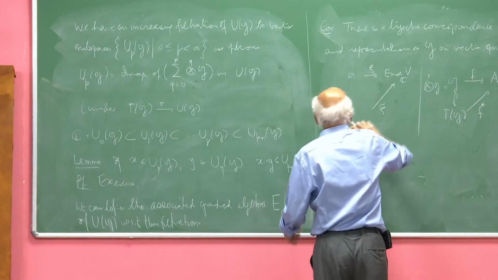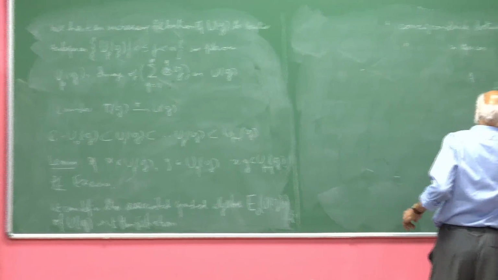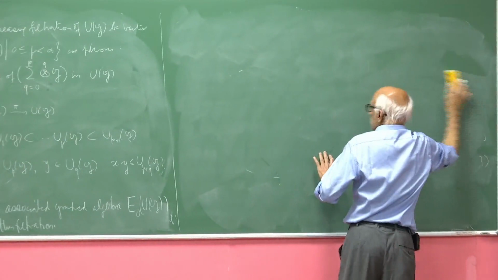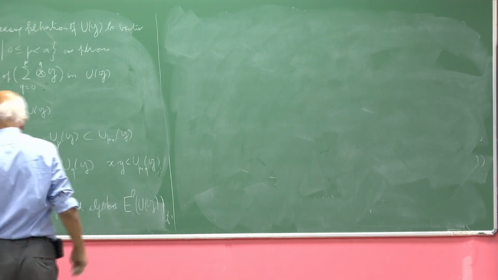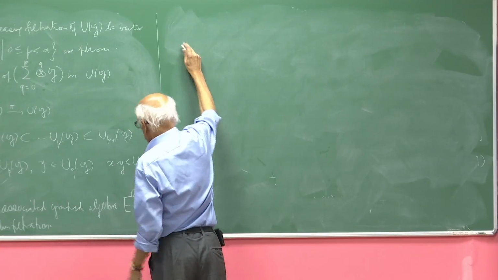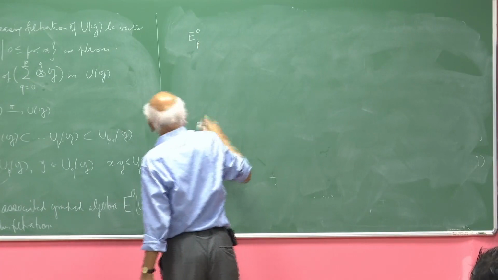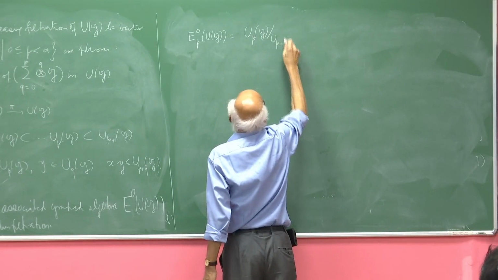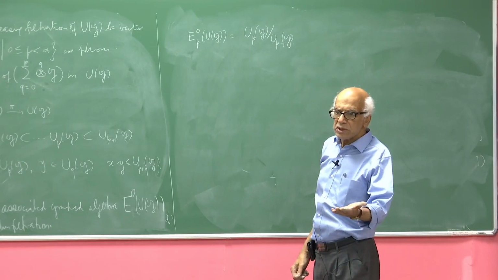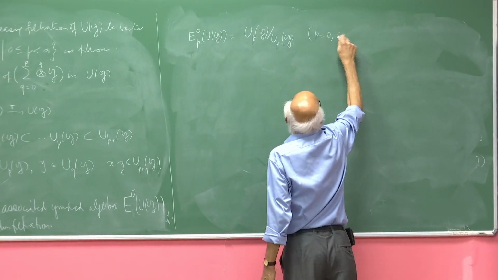E naught UG is going to be a graded algebra. What are its graded components? Maybe I should put this E naught on top. It is a graded algebra, so I have to define the various graded components. E naught P of UG is by definition U_P(G) by U_{P-1}(G). U_{P-1} is contained in U_P(G), so I can form the quotient. Here, of course, when P equals 0, set U_{-1}(G) to be 0.